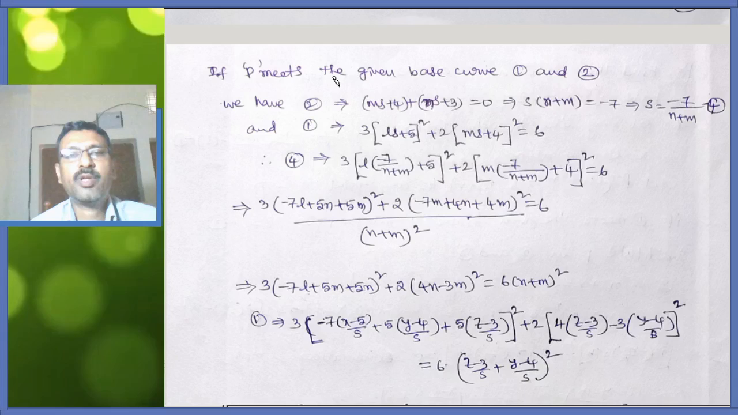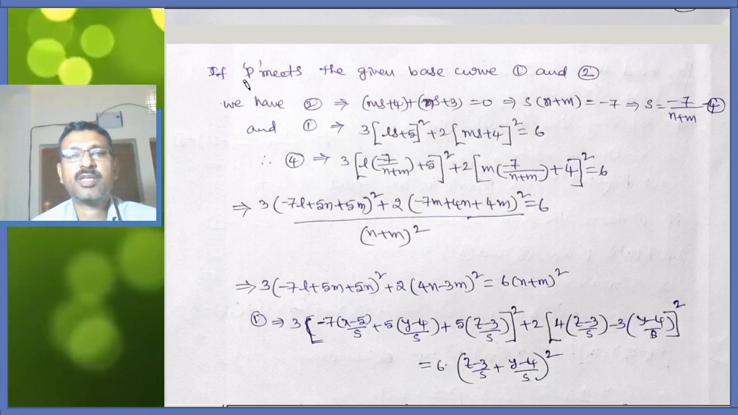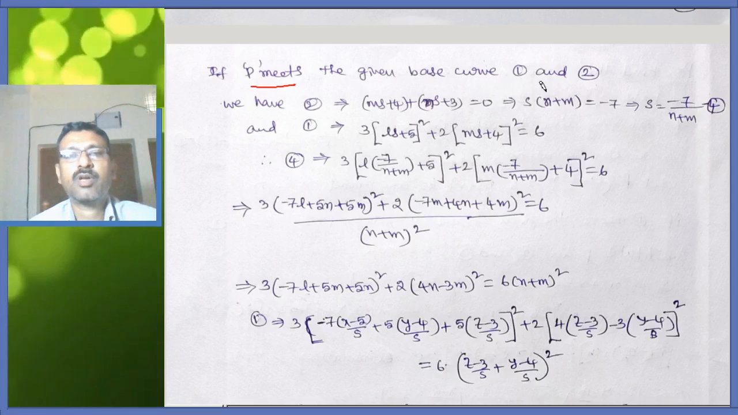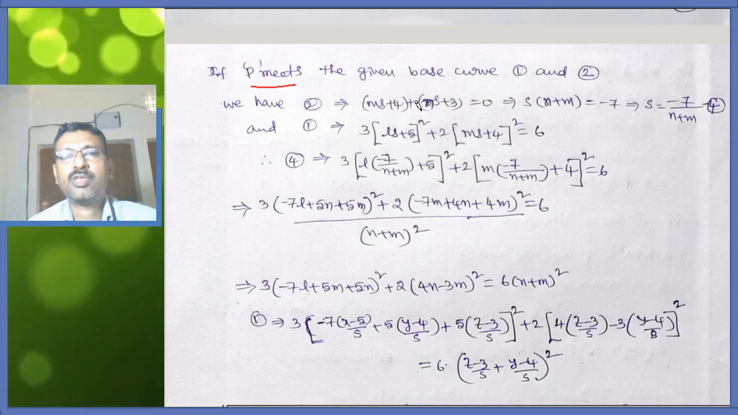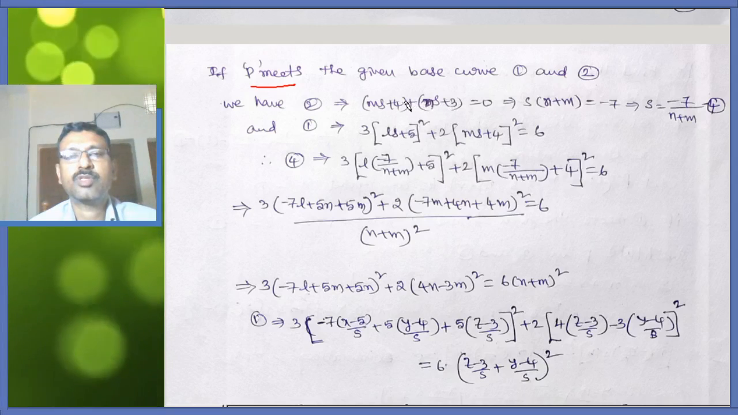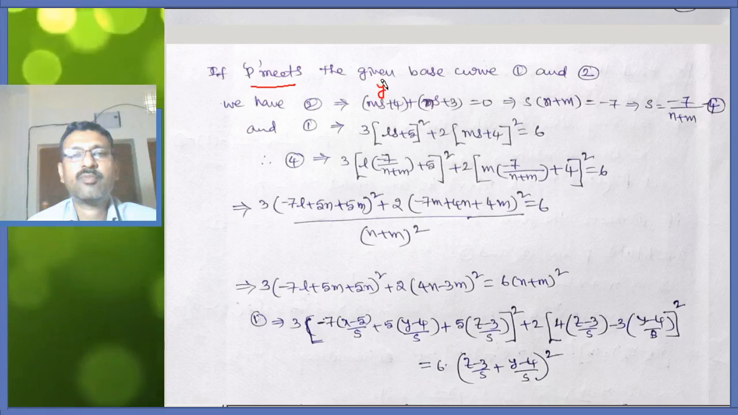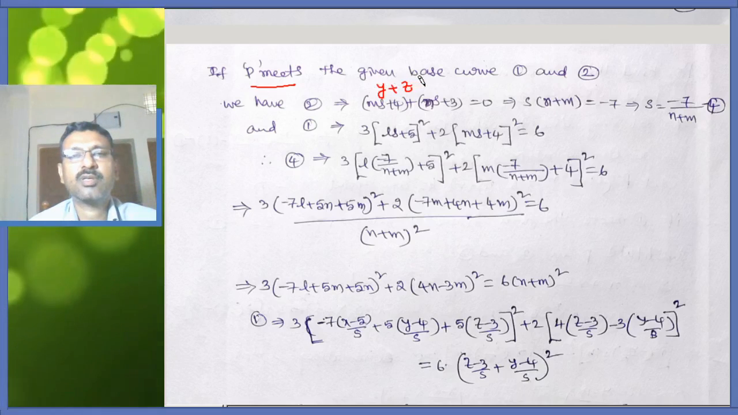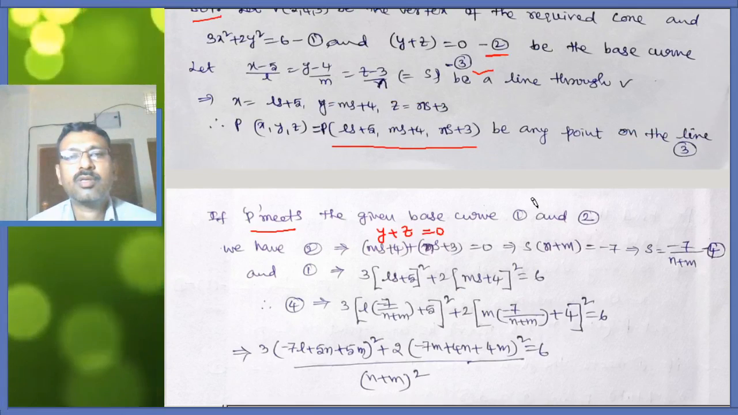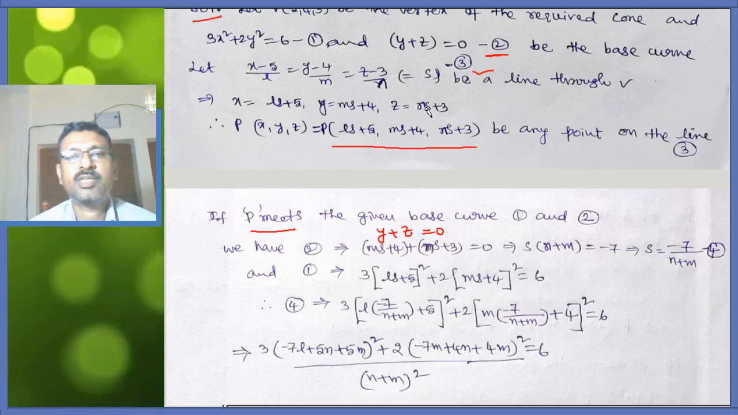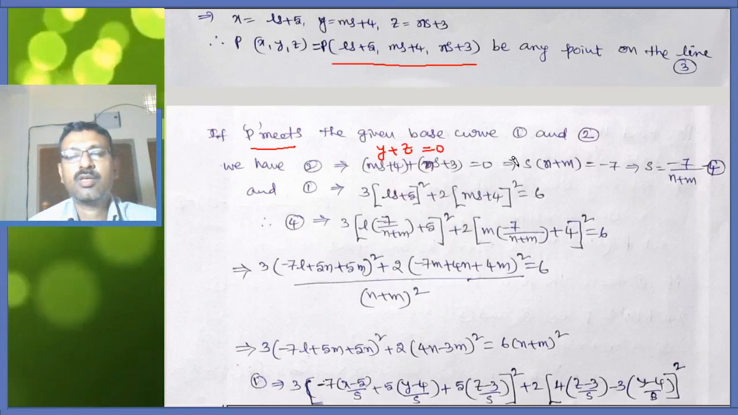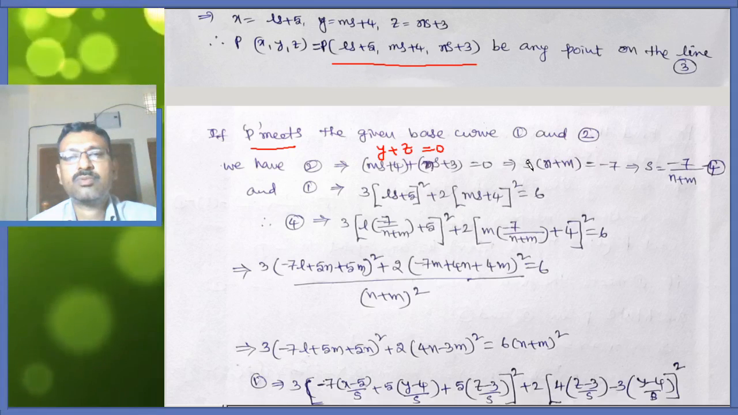If the point P meets, that is P intersecting, the given base curves 1 and 2, then we substitute these P in the equations of the base curve. So this is nothing but one of the base curve equations, y plus z equal to 0. Here y is ms plus 4 and z is ns plus 3 equal to 0. Then we get the s value.